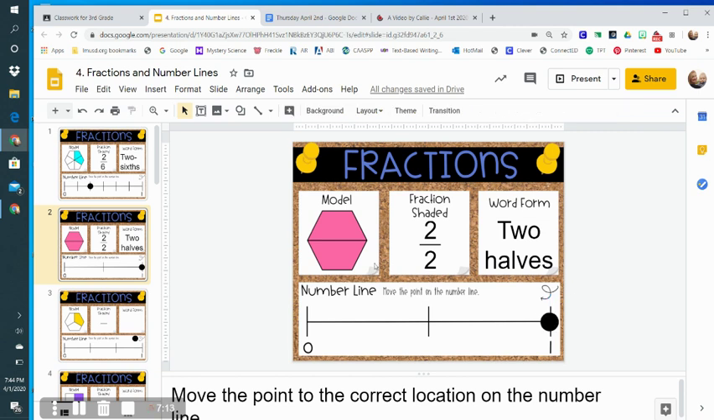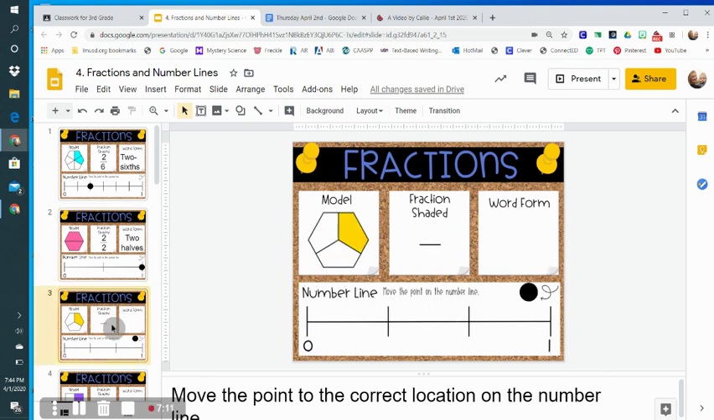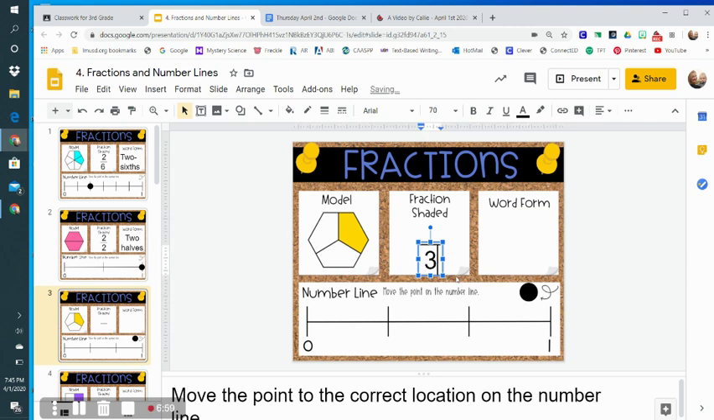All right, let's do one more just so you guys are super confident with how to do this today. So again, start by looking at the model. I see that it is another hexagon. It is divided this time into 3 equal parts. So we have a hexagon divided into 3 pieces. And out of those pieces, one of them is shaded yellow. So we would say that this fraction is 1/3.